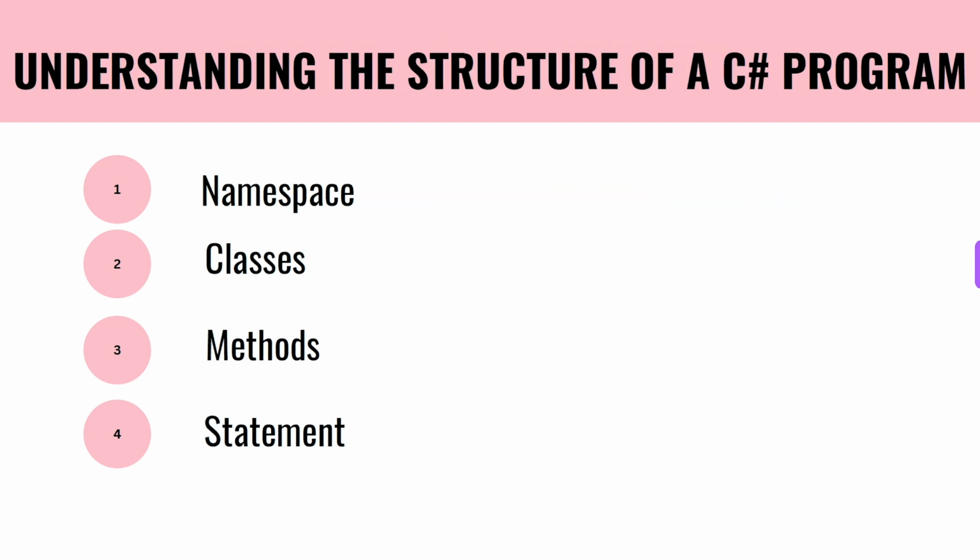First things first, let's understand the basic structure of a C# program. A C# program is made up of different elements, including namespaces, classes, methods, and statements. I'll walk you through these components and explain their role in a C# program.